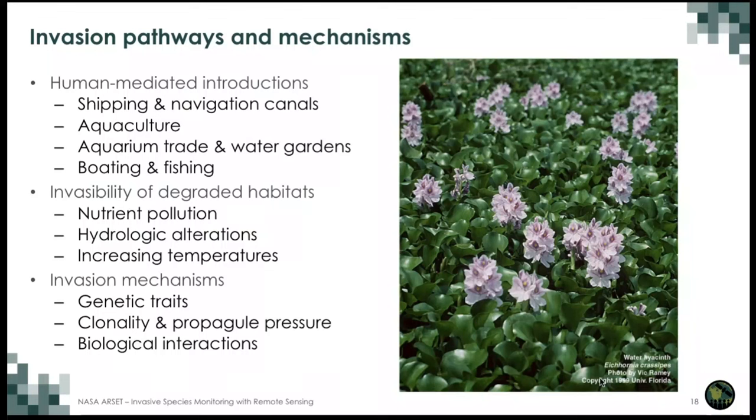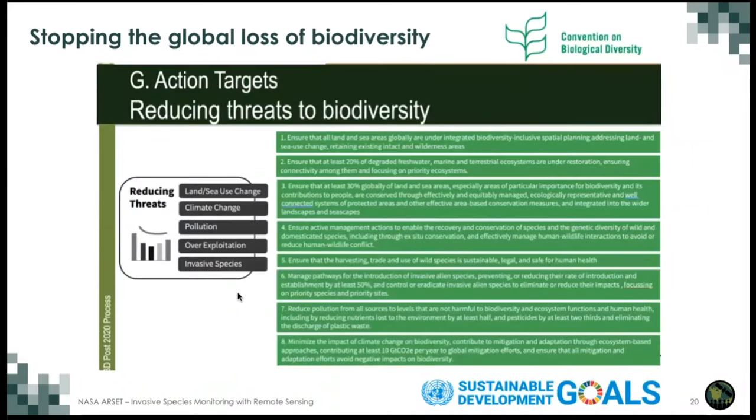And then we need to think finally about the mechanisms of invasion, and those are the characteristics of the plants themselves. And so these are things like the genetic traits of a given aquatic invasive plant, their ability to spread clonally and the propagule pressure of these plants, as well as the biological interactions that they have with other species.